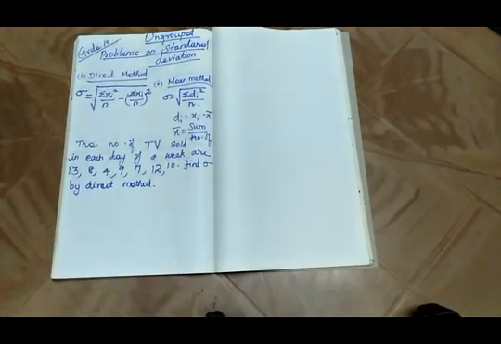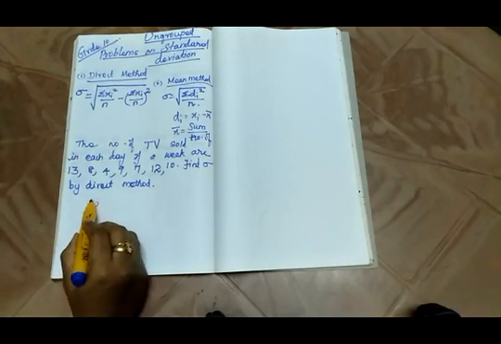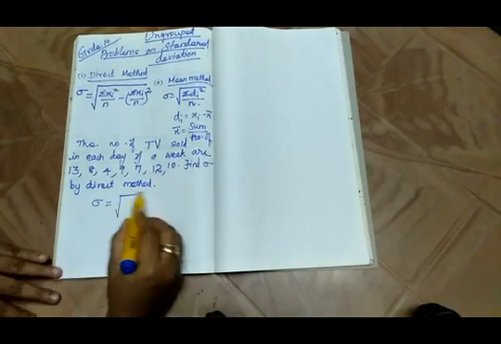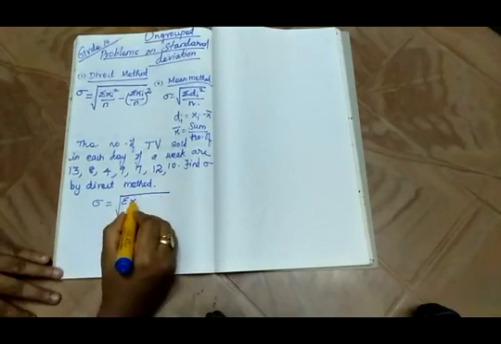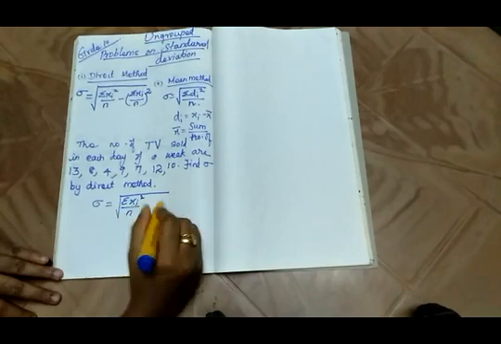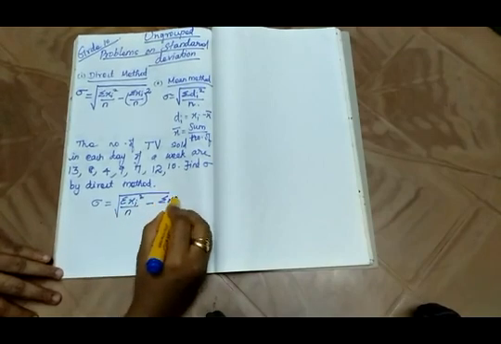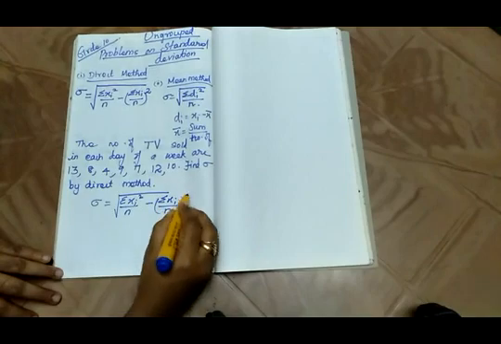In your question they might mention which method you have to use. In all the methods you will get the same answer. If not mentioned, choose the easy one. If mentioned, choose that method only. So by the direct method we are going to find the standard deviation. What is the formula? Sigma is equal to the square root of summation xi square divided by n minus the square of summation xi by n.